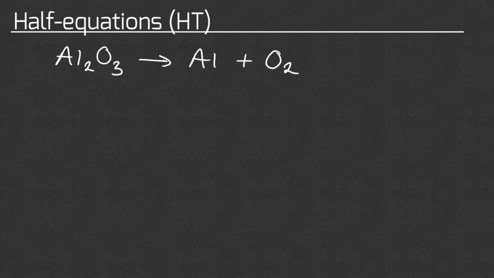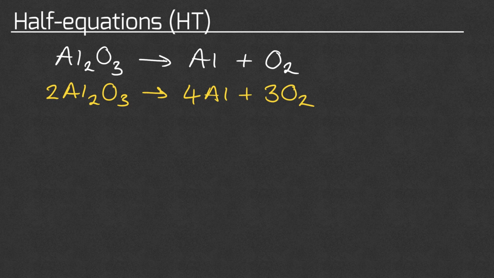We're now going to look at the half equations for this process. First, we'll look at the overall equation. So the aluminium oxide decomposes into aluminium and oxygen. However, this equation isn't balanced, so the first thing you need to do is balance it. You can now see that we've got a balanced equation. We've got 4 aluminiums on the left and the right, and 6 oxygens on the left and the right. We'll now look at the half equations for each of the elements, the aluminium and the oxygen, separately.